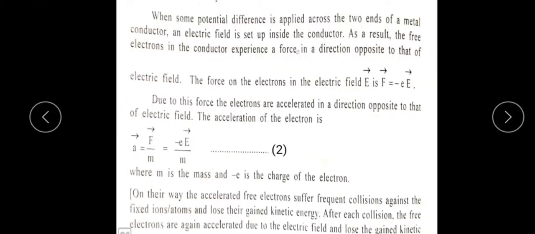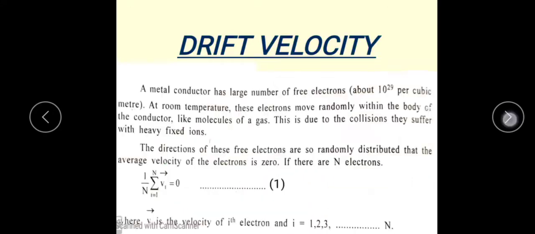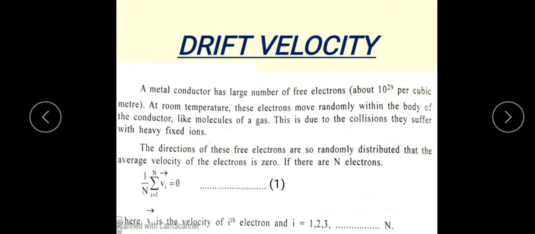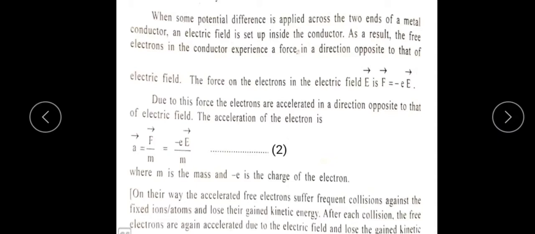Then, when a potential difference is applied across the ends of the metal, so far we discussed the concept in the absence of an electric field. Now if you apply some voltage, some potential difference across the ends of the metal conductor, then an electric field is set up inside the conductor. This end is like a positive terminal and this is like a negative terminal. As a result, free electrons in the conductor experience a force in the direction opposite to the electric field.